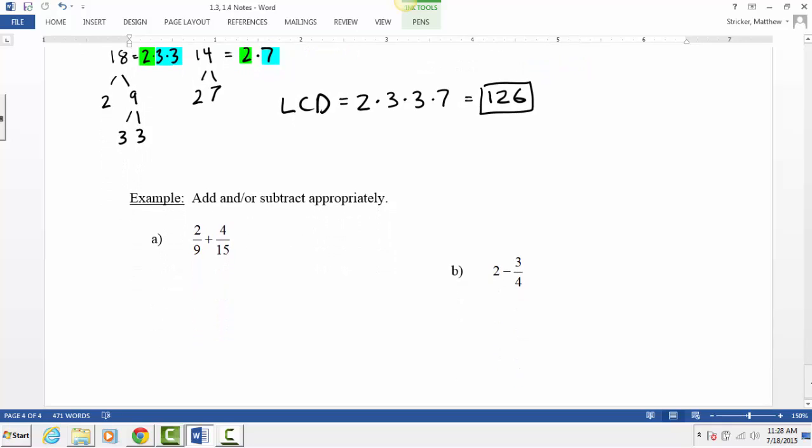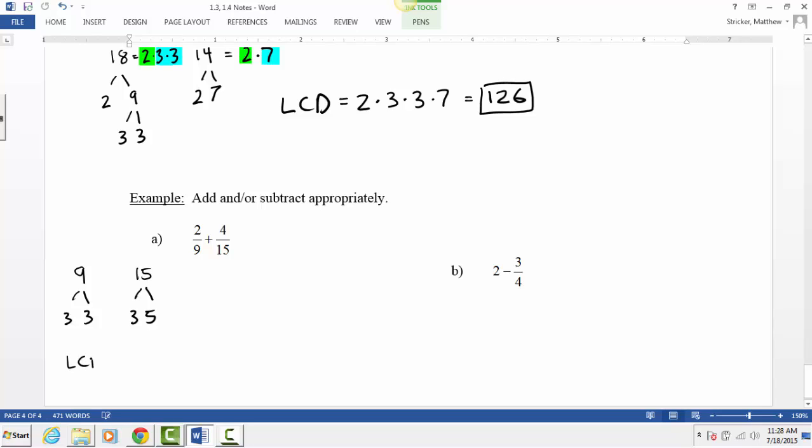So let's go ahead and use this knowledge to add and subtract in these two examples. Notice that here 2/9 plus 4/15, 9 and 15 are not common denominators. So what I need to do is find a common denominator, find a number that 9 and 15 both go into. And we could use the same approach we did before. Take our 9, which is 3 times 3. Take our 15, which is 3 times 5.